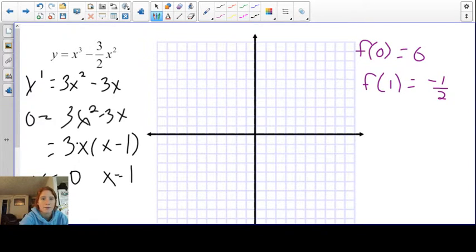I'm going to fix that 0 because that 0 looks like a 6. Much better. So now I have 2 points. I have a point at 0, 0. And I have a point at 1, negative 1/2. So these are kind of close to each other. In the next example, they're not so close.